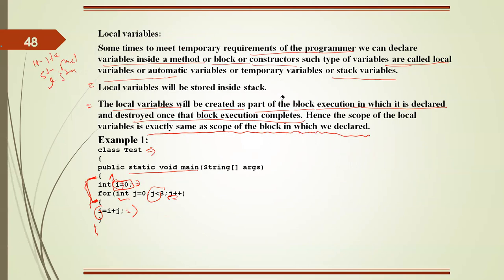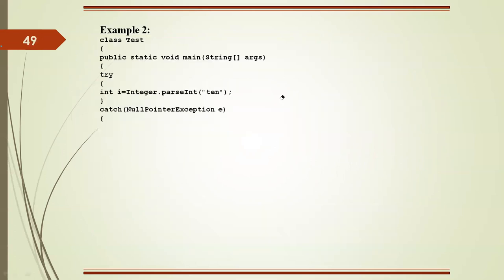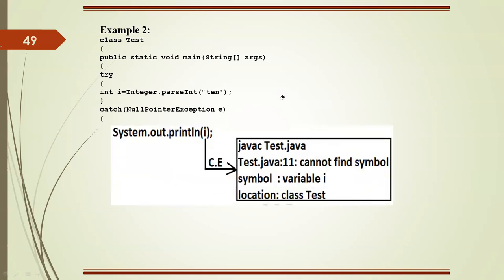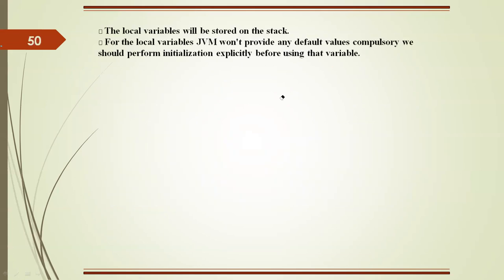Local variable, static, and so on; this is the null pointer exception, and the cannot find symbol issue. Here is some more on the local variable. The local variable will be stored in the stack. For a local variable, the JVM won't provide any default value. You should initialize it; compulsorily, we should perform initialization explicitly.